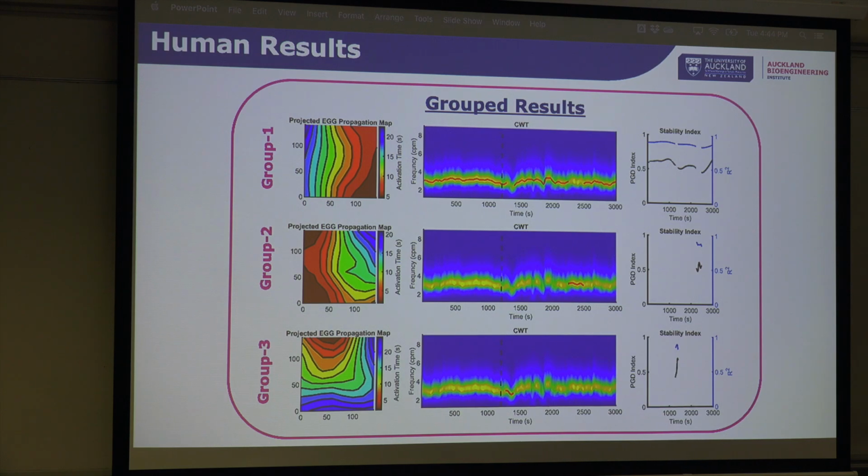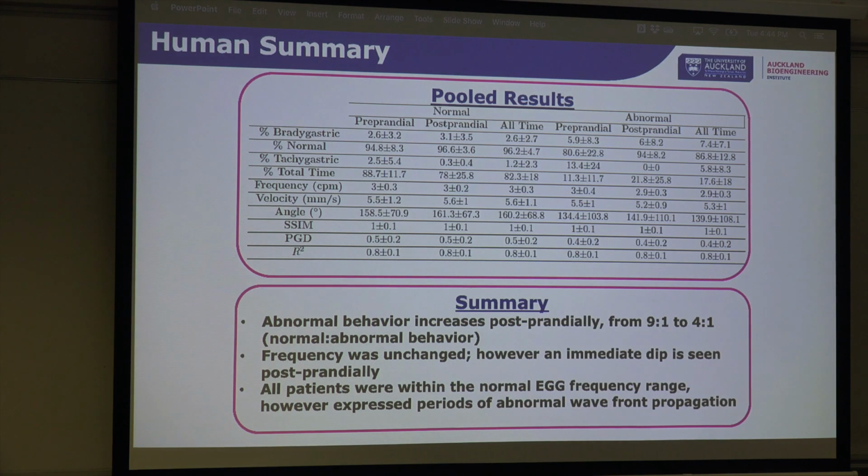We did this on 7 different subjects. And again, I'm sorry, I'm going to have to do a big data dump on you, but I'll explain what it all means. So the key summary is abnormal behavior increased after the meals, which we hypothesize is actually a normal physiological response. We attribute this to the mixing of the food in the stomach and stretching of the stomach. The frequency was unchanged, but there was an immediate dip.